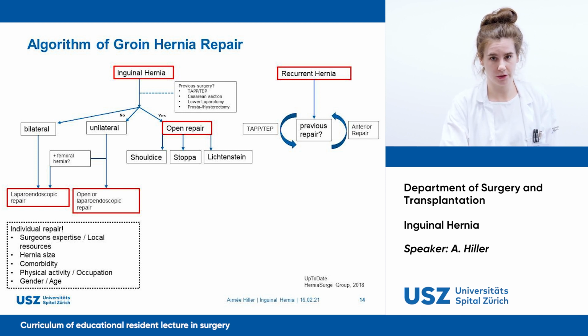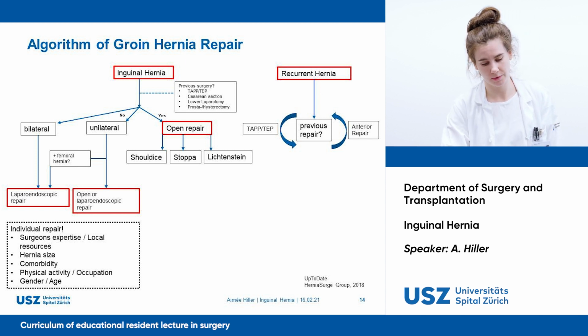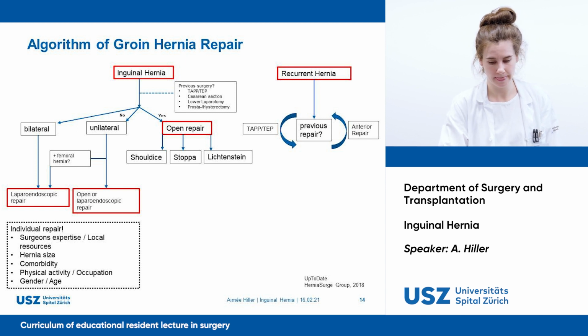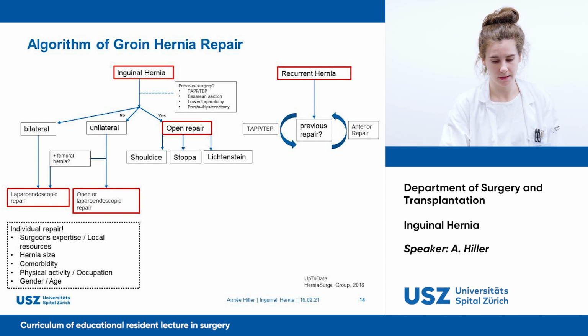If we have an inguinal hernia and no previous surgery and it's unilateral, we would either do open or endoscopic. If we have a femoral hernia, we would rather do an endoscopic approach, and if it's bilateral, we would go for an endoscopic approach since we don't want to do two separate incisions. If we have a recurrent hernia, we would choose the opposite approach. So if we initially did a Lichtenstein, we would now choose an endoscopic repair. But really, it is an individual repair, and it depends on the surgeon's expertise, hernia size, comorbidity, etc.